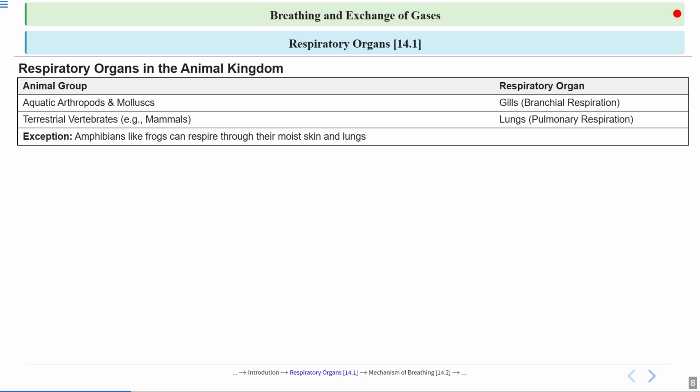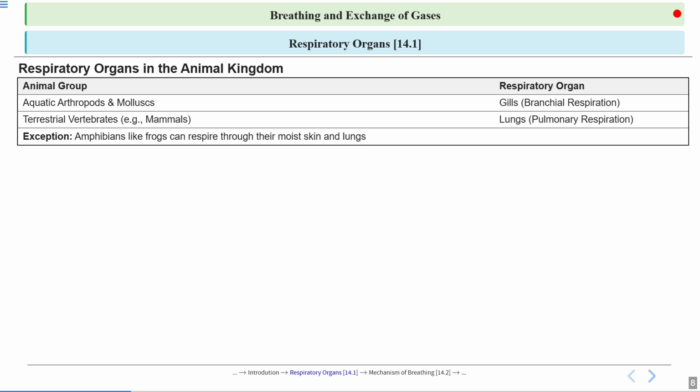Okay, clear? So here is an exception. Amphibians like frogs can respire through their moist skin as well as the lungs. Clear? So this is an exception here. Here you can see the exchange of gases is occurring in two ways. One is by moist skin, another is through lungs. So why is this happening? This is happening because these amphibians can live on both land and water. So this is a kind of adaptation.